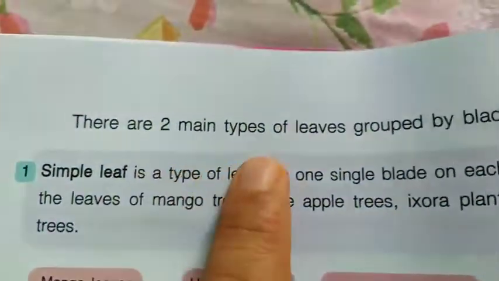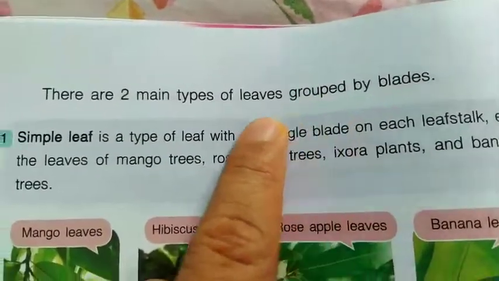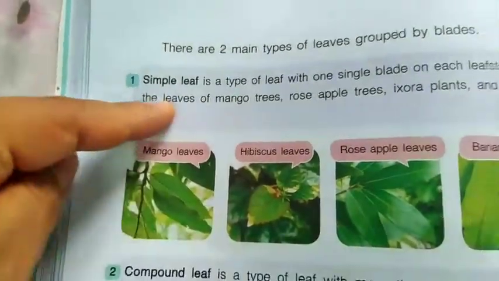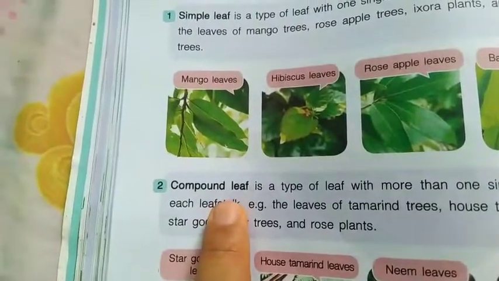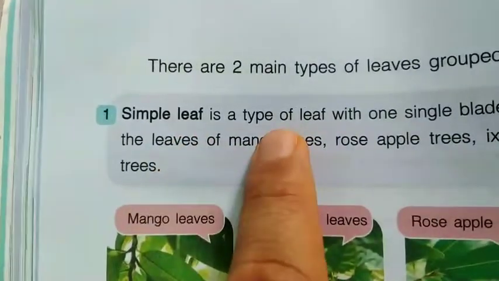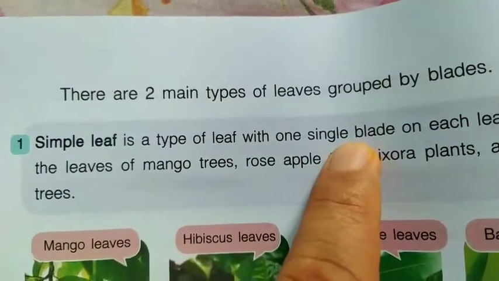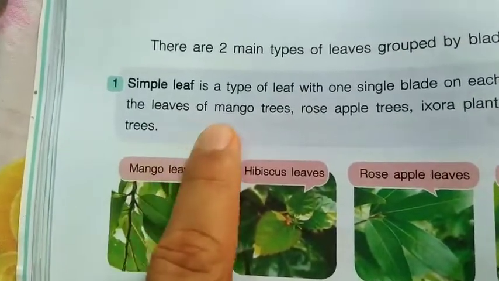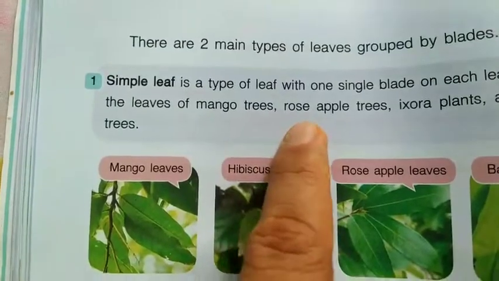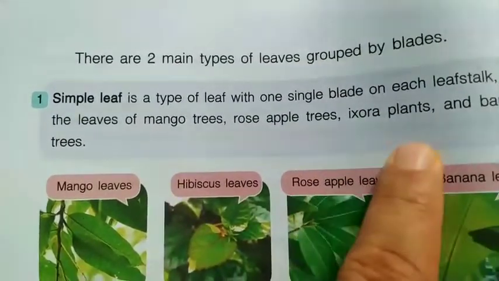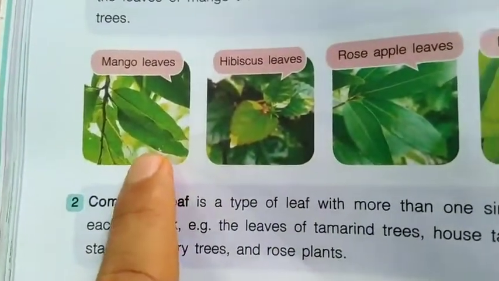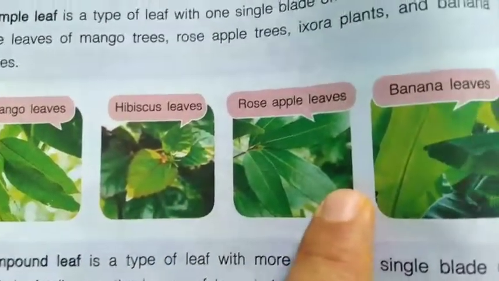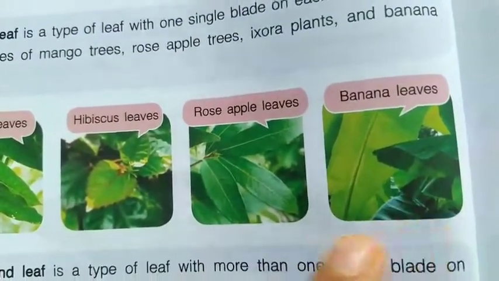Now, there are two main types of leaves grouped by blades. Number one is the simple leaf, and number two is the compound leaf. What is a simple leaf? It's a type of leaf with one single blade on each leaf stalk. Examples are the leaves of mango trees, rose apple trees, ixora plants, and bananas. All right? Hibiscus, rose apple leaves, and banana leaves.